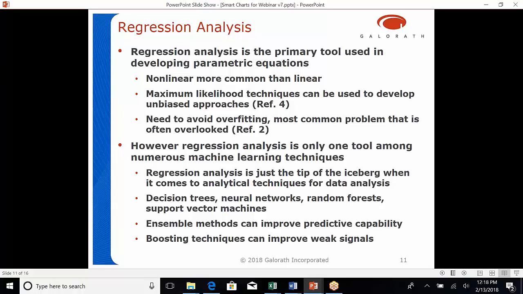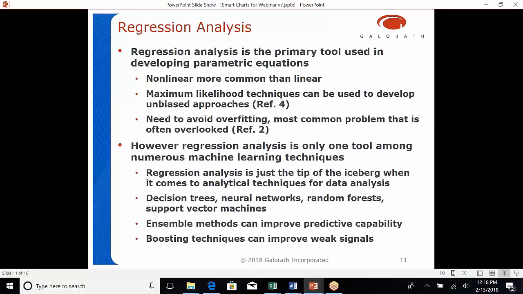One of the things that we need to talk about is overfitting. As I talked about in the previous slide, you need a lot of data for parametrics, and one of the ways that you can overfit is trying to use too many input variables when you do regression analysis. Nate Silver describes overfitting as the most common problem that you've never heard of.